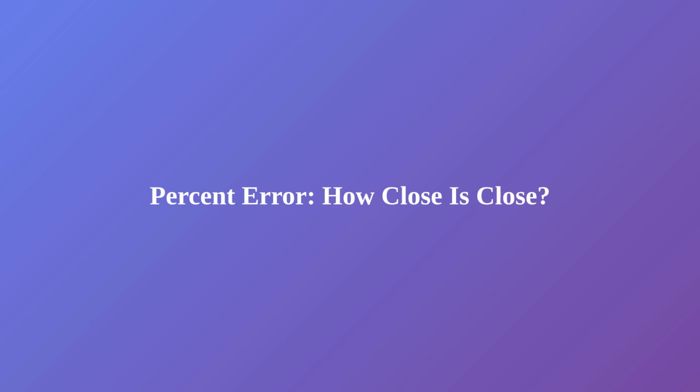Meet Maya. She just finished her first science experiment, measuring the boiling point of water. Her teacher says the real answer is 100 degrees Celsius, but Maya got 97. She stares at her paper wondering, is that good? Is that terrible? How do scientists even measure how wrong they are? That's exactly what percent error is for, and by the end of this video, Maya and you will know exactly how to figure it out.